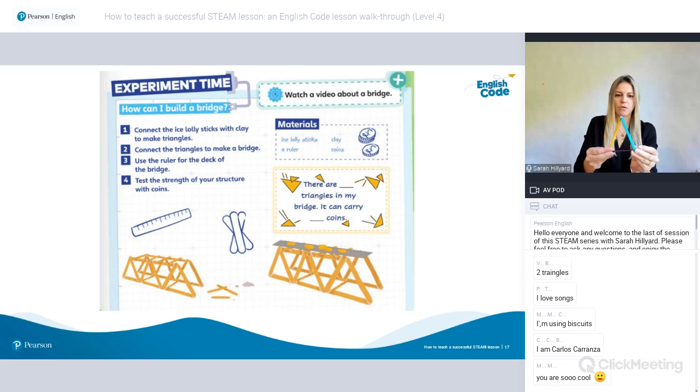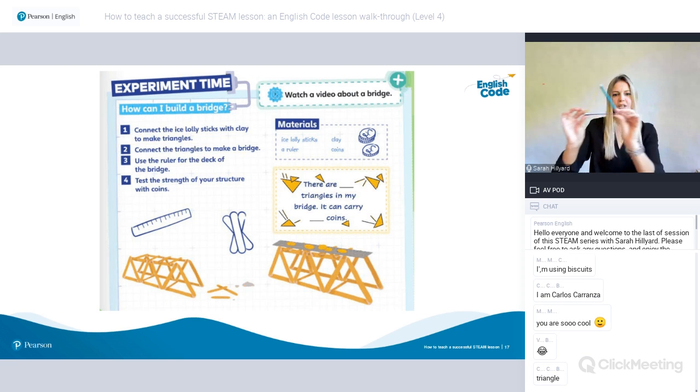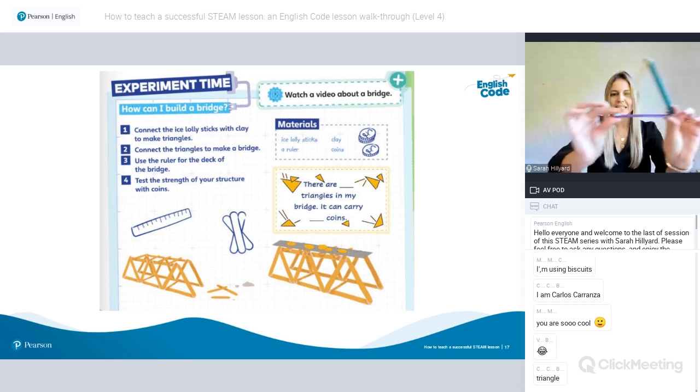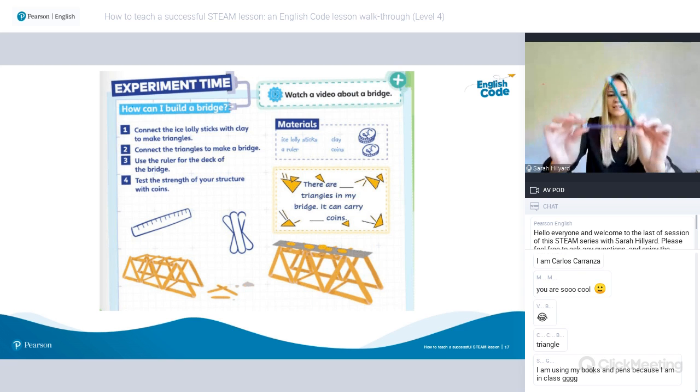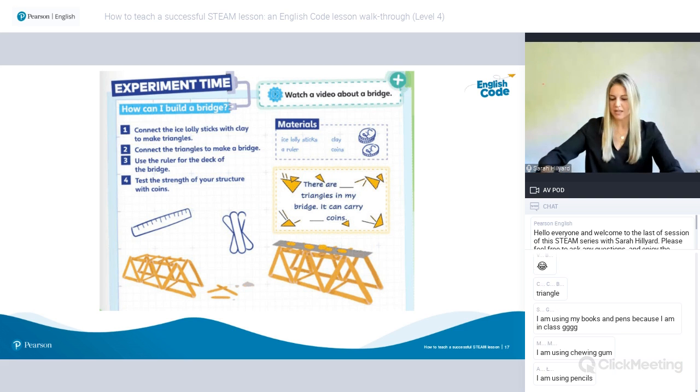Or you might want to make an arch bridge. How about that? I've got one triangle ready for my bridge. There it is. How are you doing? Let me know when you're done. Write done in the chat box if you're done building your bridge.